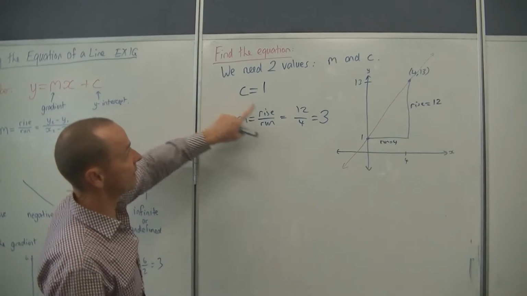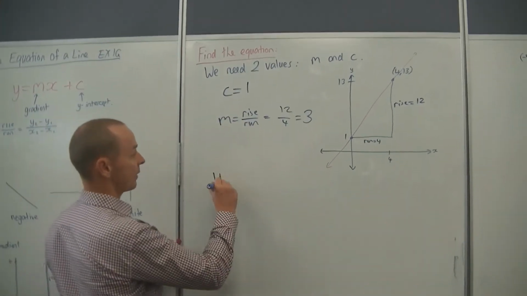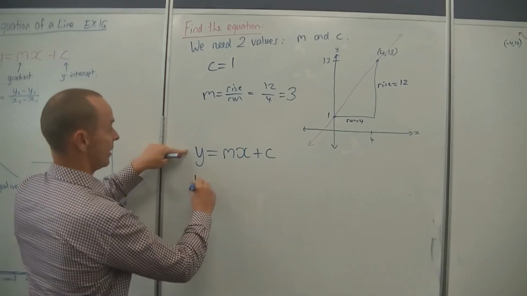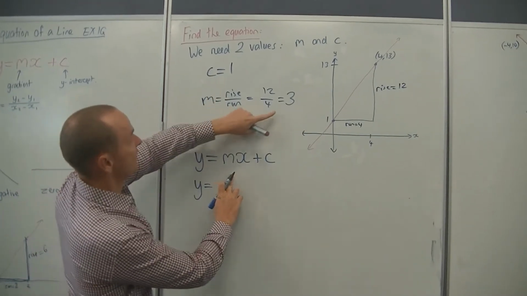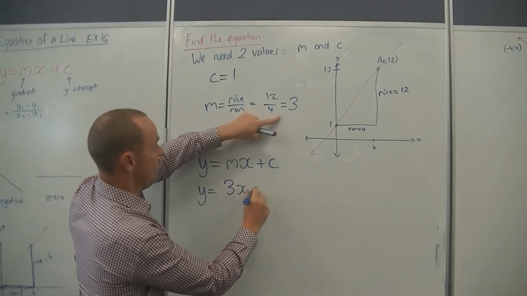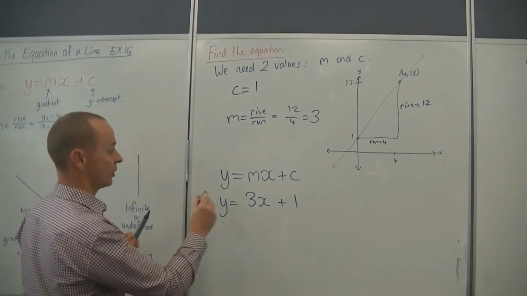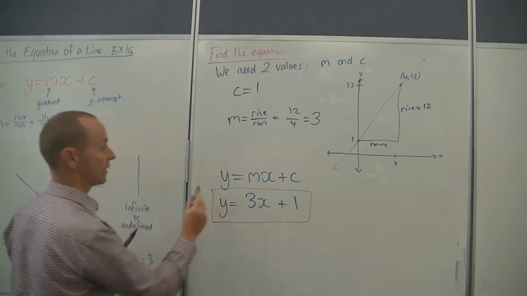So we've got our c value, we've got our m value, so now we can throw it into our formula. y equals mx plus c. So y equals, the value of m is 3, so it's 3x, plus the value of c is 1. And there's our equation, y equals 3x plus 1.